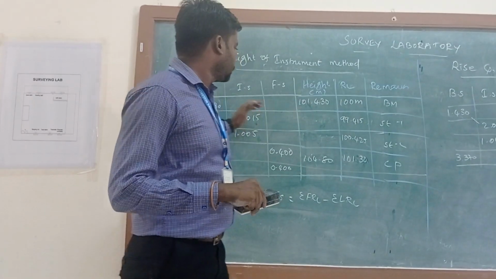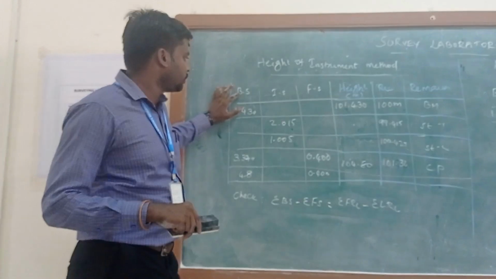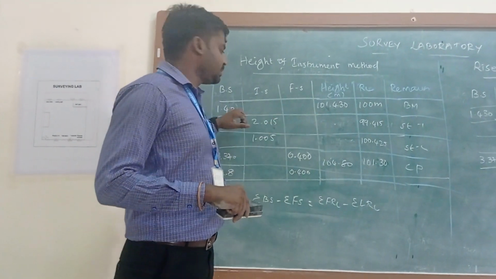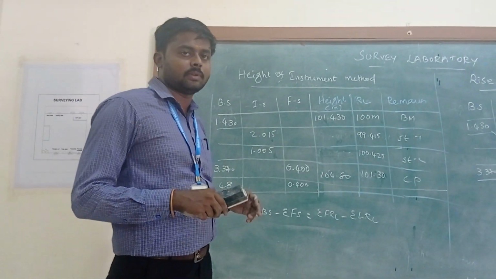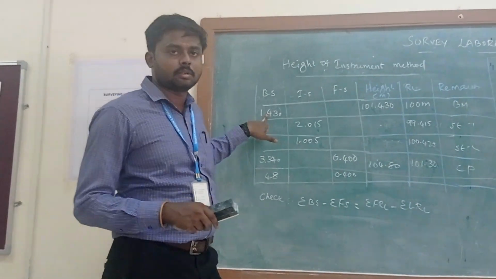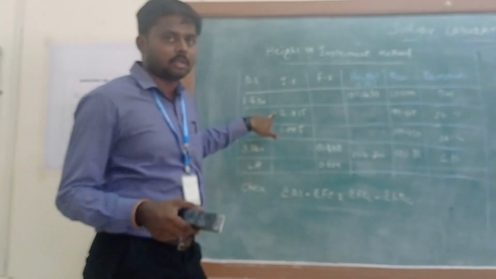So based on that, first we have to take three kinds of readings: back side reading, intermediate side reading, and foresight reading. I told you what is back side reading. Once you fix the instrument, the very first reading you take should be written as back side reading. And the next reading is written as intermediate side reading.